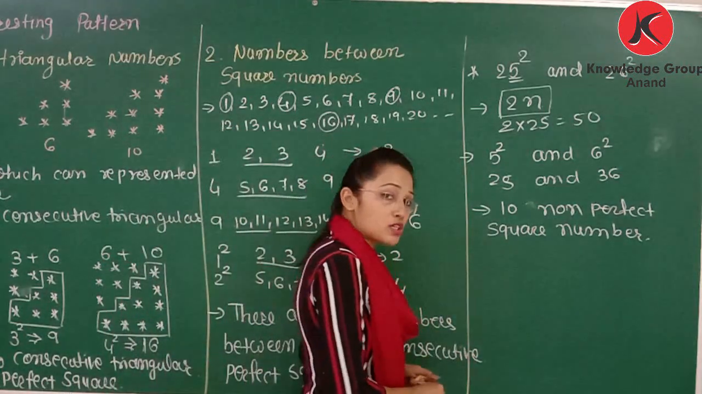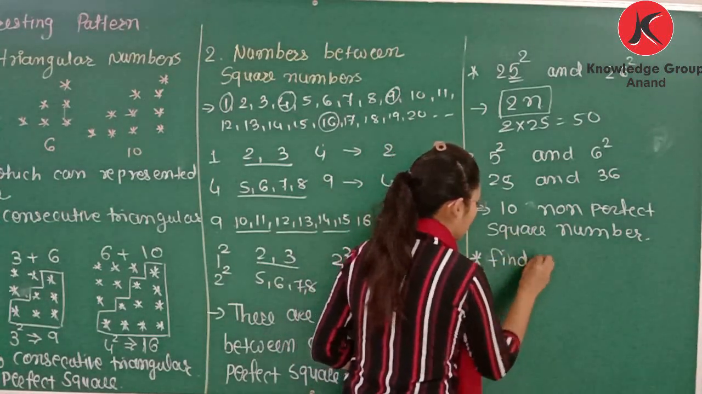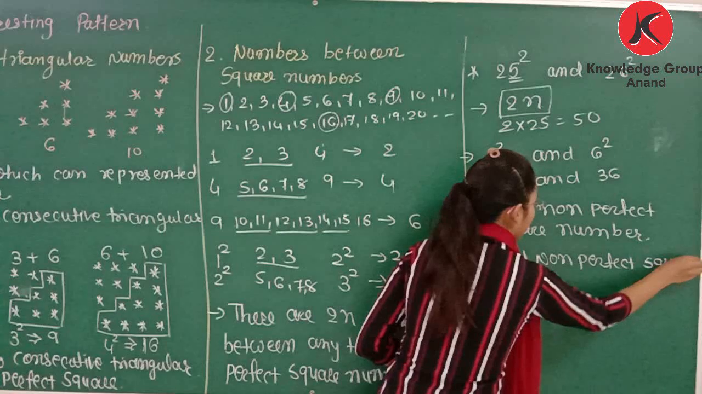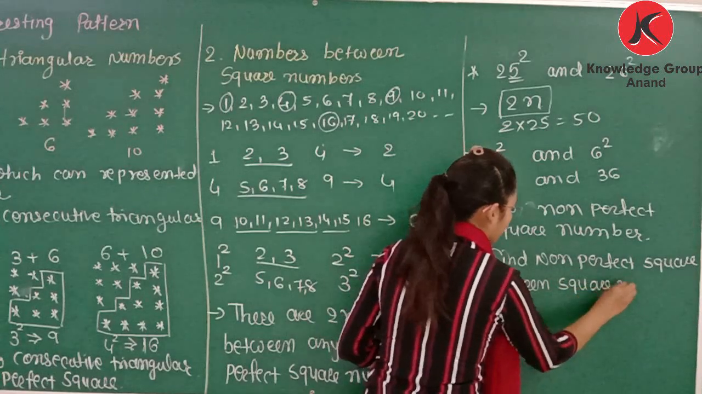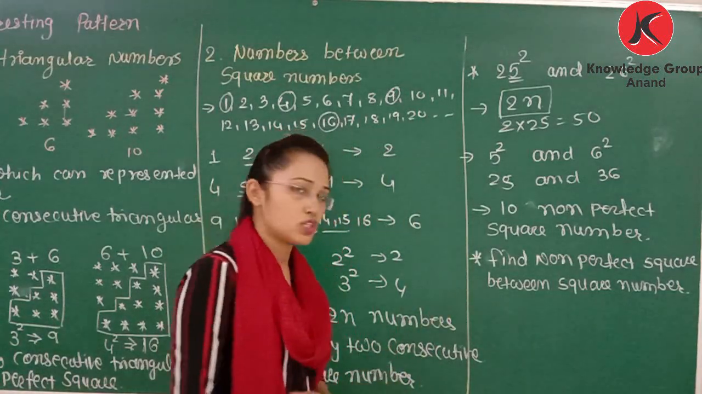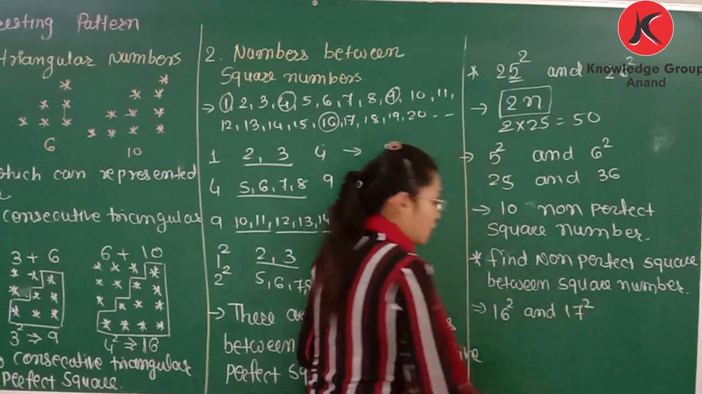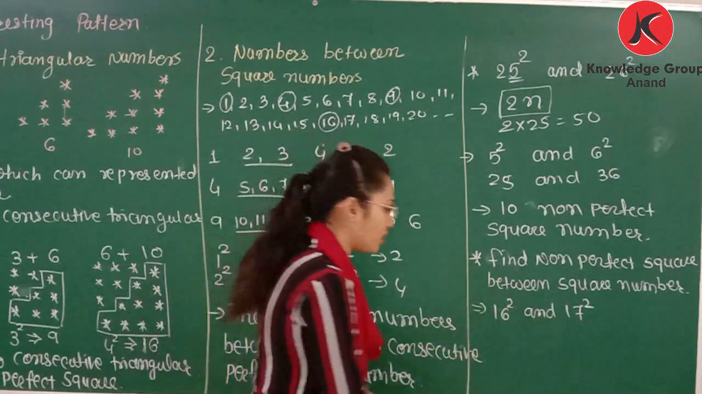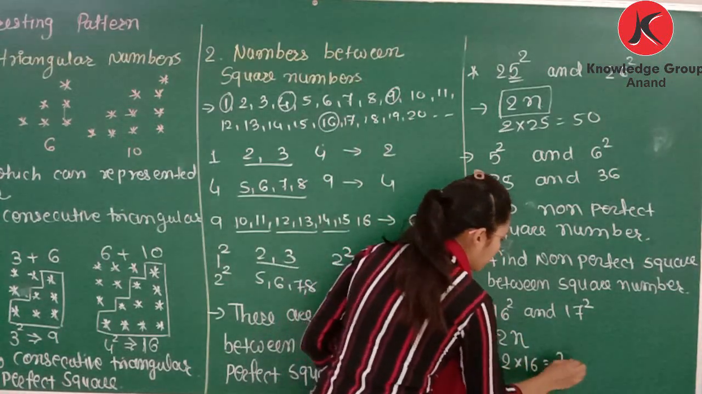So what kind of question can we ask? Find non-perfect square numbers between square numbers. This kind of question can be asked. The numbers are 16 square and 17 square. So if you want to find the number of non-perfect square numbers between 16 square and 17 square, you can write 2n. n is the first number, that is 2 into 16, 32 numbers.